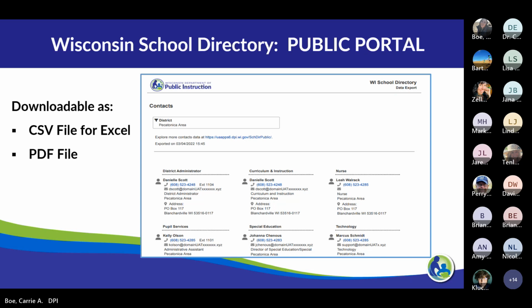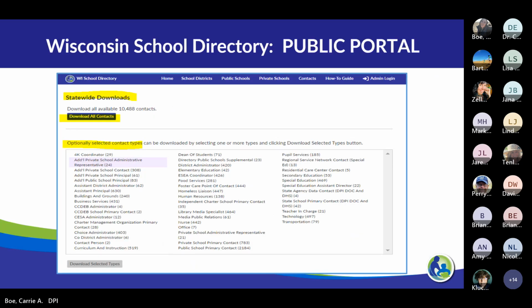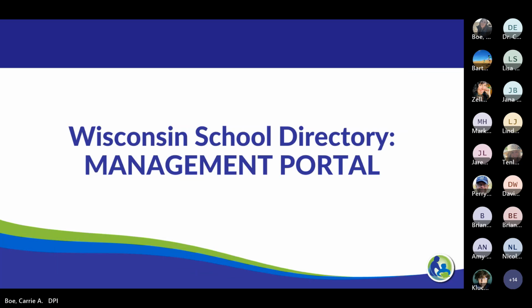Oh, I'm sorry. This is actually what the PDF version looks like. So it's a really nice form that can be printed out, but you can also download them in Excel. This is what the statewide download looks like. The statewide download shows all the contacts that are available. You can select on those. The two I selected were additional private school administrative representative, and then you can download all that information or just part of it.